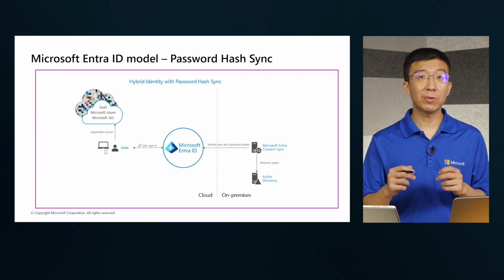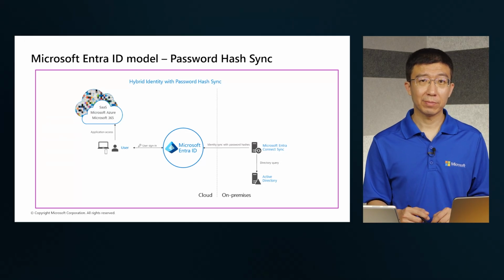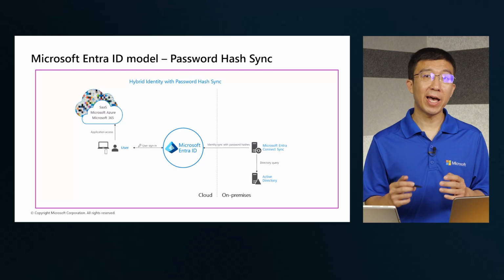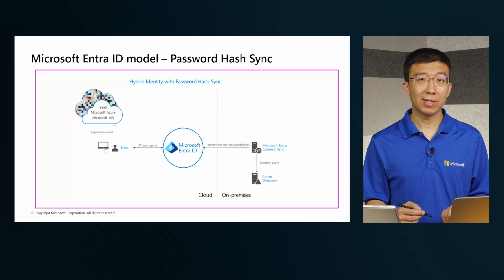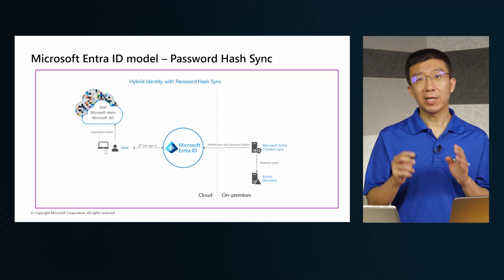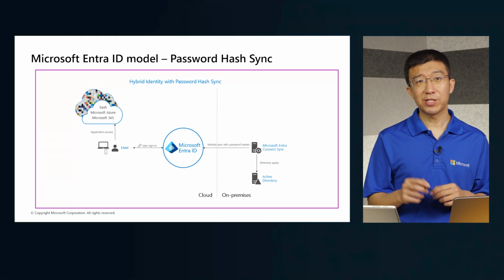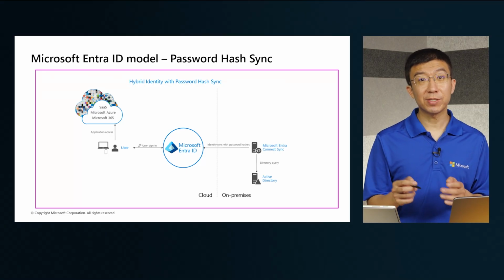Password hash synchronization is a popular hybrid identity solution. It securely synchronizes password hashes from your on-prem ADDS to Entra ID, allowing users to use the same password for both cloud and local resources. This approach simplifies authentication and improves user experience.